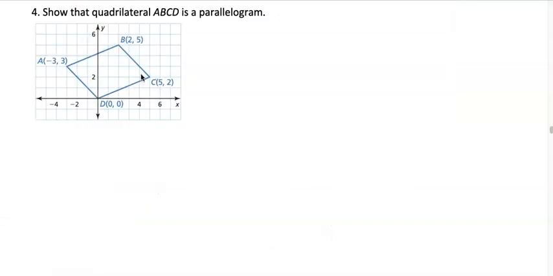Okay, so I want to show that this quadrilateral here is a parallelogram, and I'm going to go back to my theorem that says if I can show that one pair of opposite sides are both congruent and parallel, then it's a parallelogram. So I want to show that AB is in fact equal to DC, and that AB is parallel to DC. I want to show both of these.